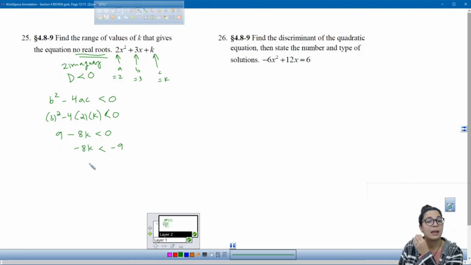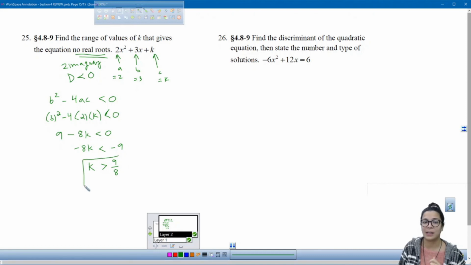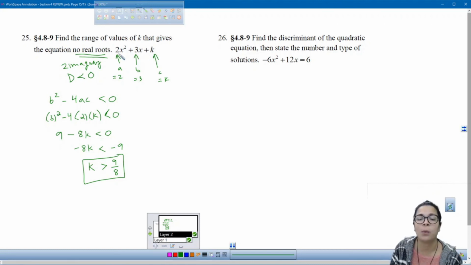And then divide by a negative. Remember, when you're dividing by a negative on both sides with an inequality, you have to flip the inequality symbol. -9 divided by -8 would be +9/8. So the k value has to be a number greater than 9/8 in order for this equation to give you 2 imaginary solutions.